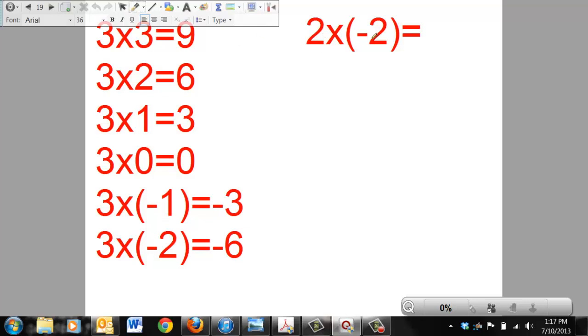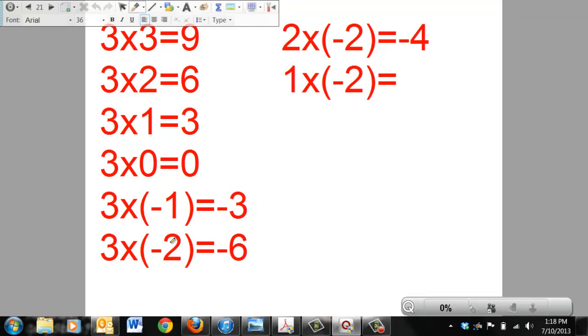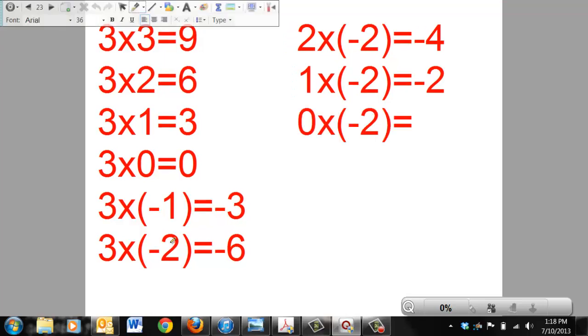Now we know that 2 times 2 is going to be positive, and we have proven right down here that a positive times a negative is going to be a negative. Therefore, we can say that 2 times negative 2 is actually equal to negative 4. 1 times negative 2 is going to equal negative 2. 0 times negative 2 is going to equal 0.